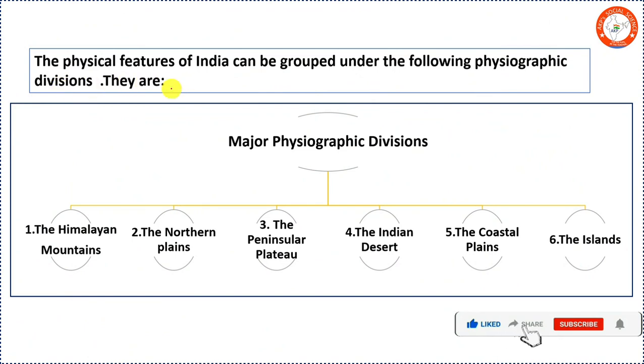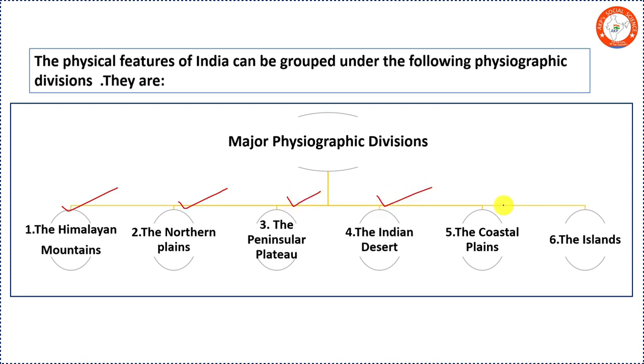The physical features of India can be grouped under the following 6 physical divisions. The 6 major physiographic divisions of India are: first, the Himalayan mountains; second, the northern plains; third, the peninsular plateau; fourth, the Indian desert; fifth, the coastal plains; and the sixth is the islands.